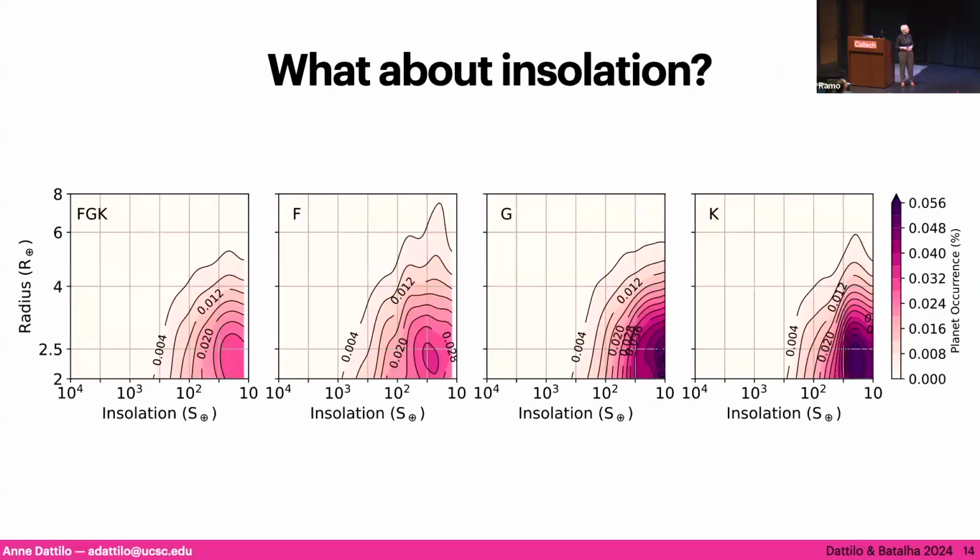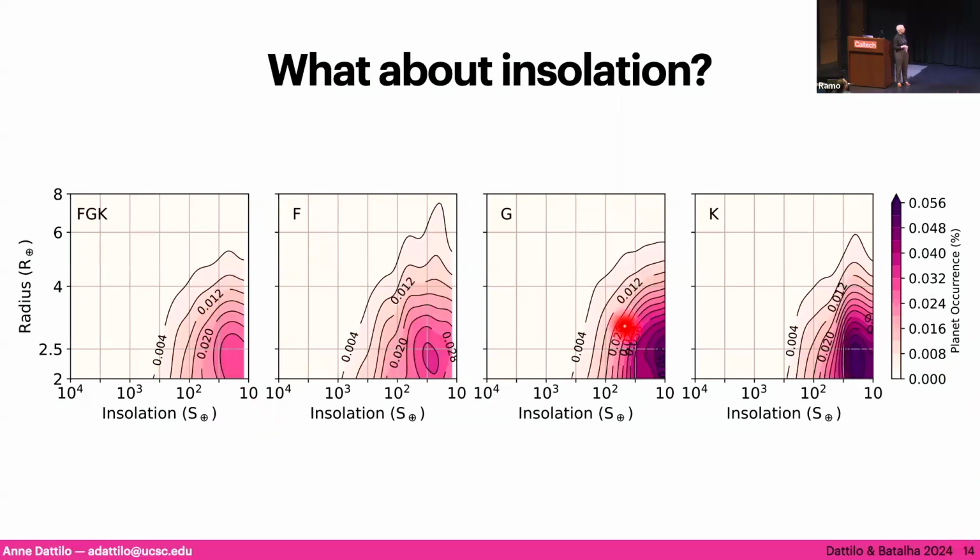It's really easy to look at this in insolation. So I transform my occurrence contours from period to insolation. These are in Earth insolations from 10,000, okay, really hot Earth insolations, down to only 10, because I'm transforming my completeness function. And these overall look a lot more similar to each other than the orbital period ones did, right?